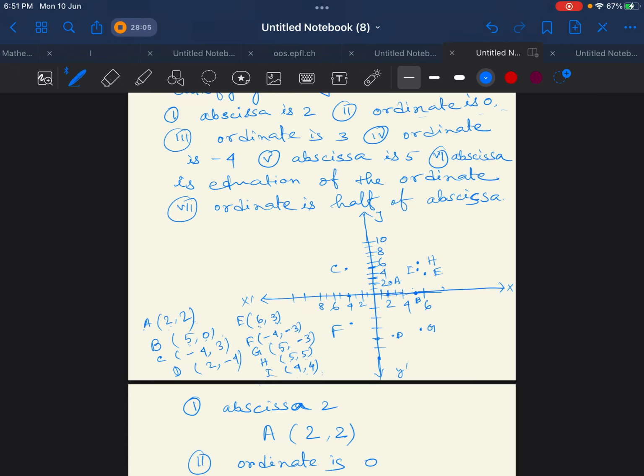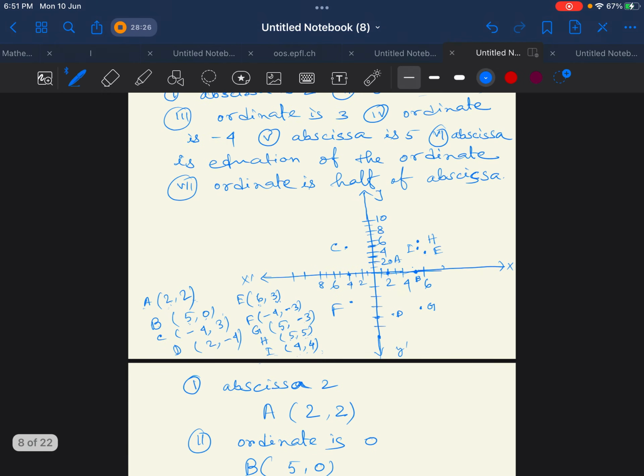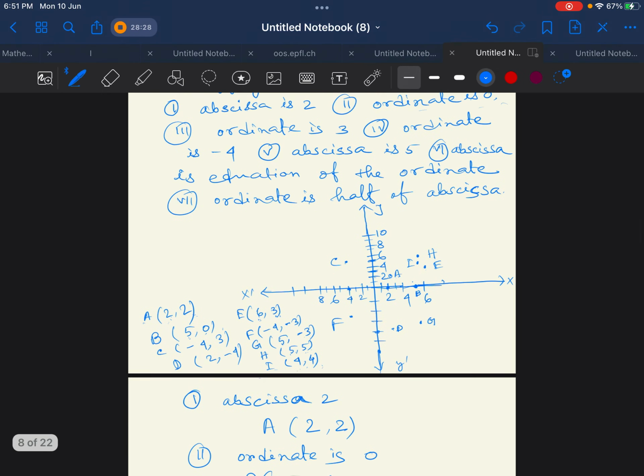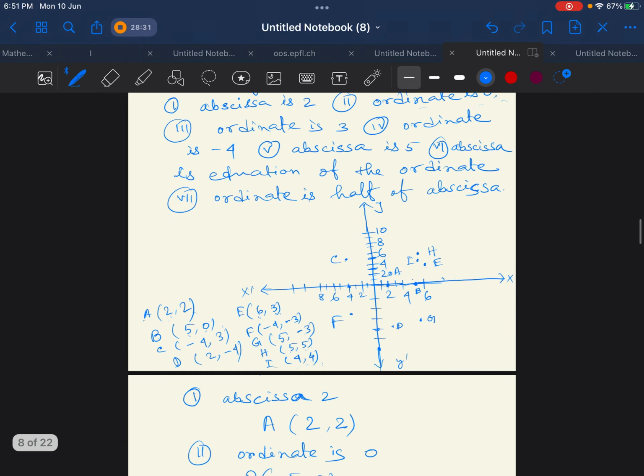B, this B point. Here we get the ordinate is 0 and the abscissa is anything, so this B point is (5, 0). Okay, third question, ordinate is 3, where ordinate 3, 1, 2, 3.